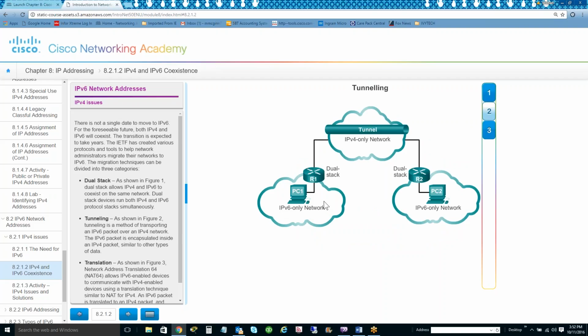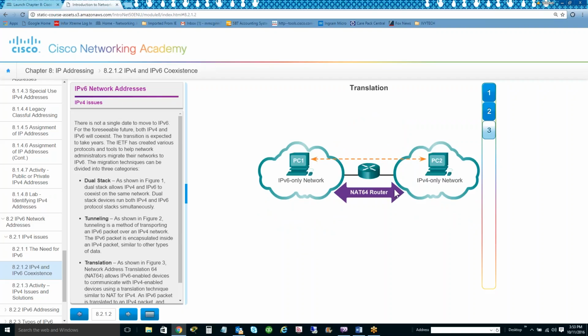Tunneling is when you have an IPv6 only network on local area networks, say on two ends of a VPN or something like that, or even a closed IP network, but the network in between is an IPv4 only network. Then the concept of tunneling is employed where the IPv6 packets are encapsulated inside IPv4 packets, and once they reach their destination, they're decapsulated and handed off to the destination IPv6 only network.